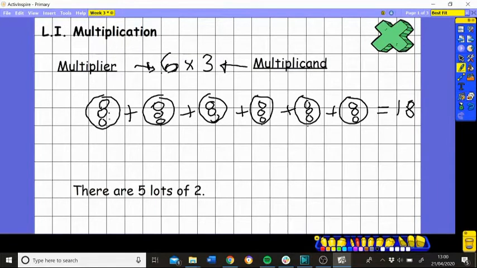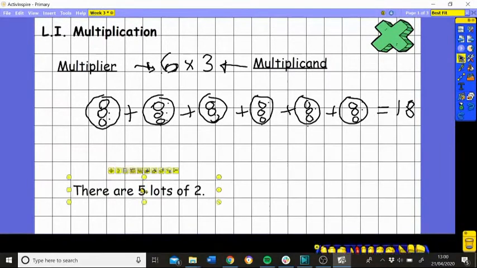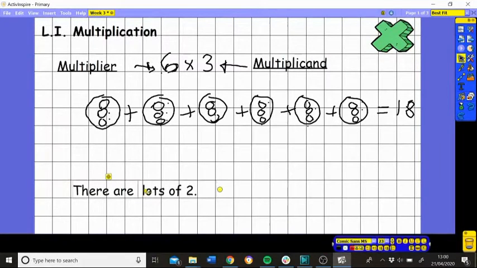So 1, 2, 3, 4, 5, 6, 7, 8, 9, 10, 11, 12, 13, 14, 15, 16, 17, 18. So, coming to our sentence, we can say there are 6 lots of 3. So really focus on the addition part of this.